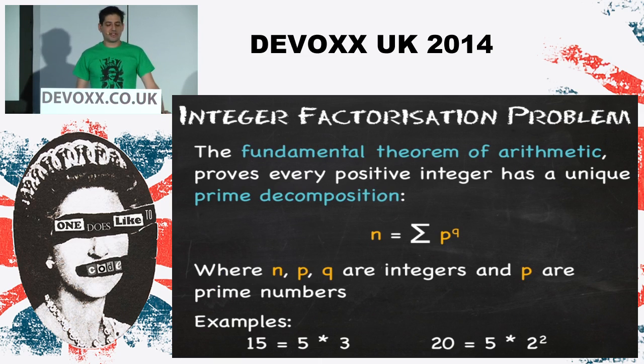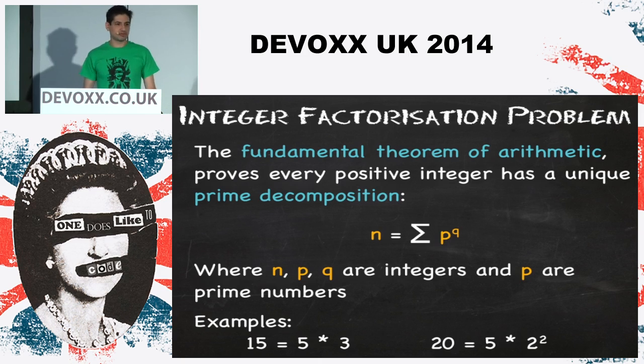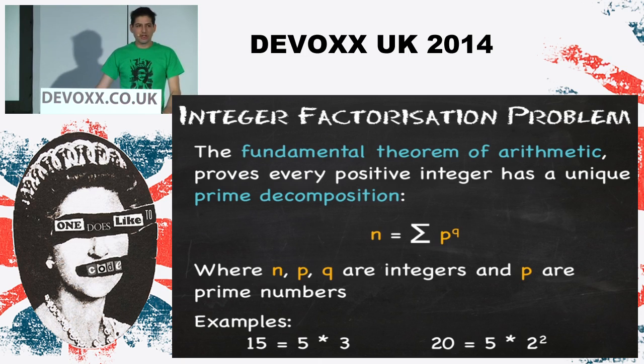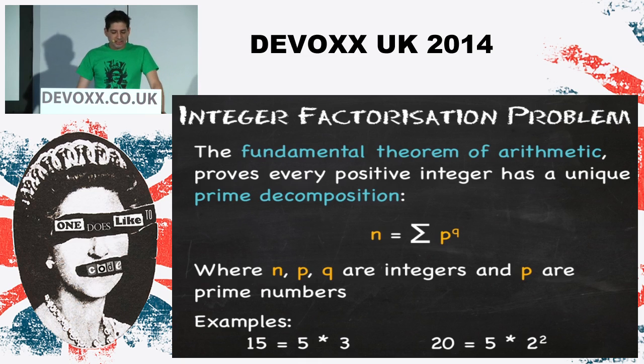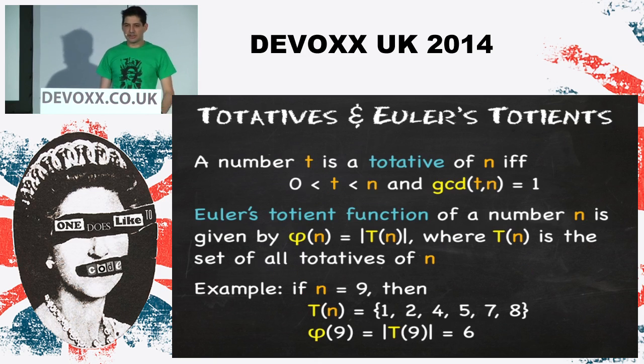So what the integer factorization problem says is that for any number you choose, you can express it as the product, or multiplication, of prime numbers to some power. So 15 you can break down as 5 to the power 1 times 3 to the power 1, whereas 20 is 5 times 2 squared. So any natural number can be broken down like this. So the problem is, given that number, what are the factors?